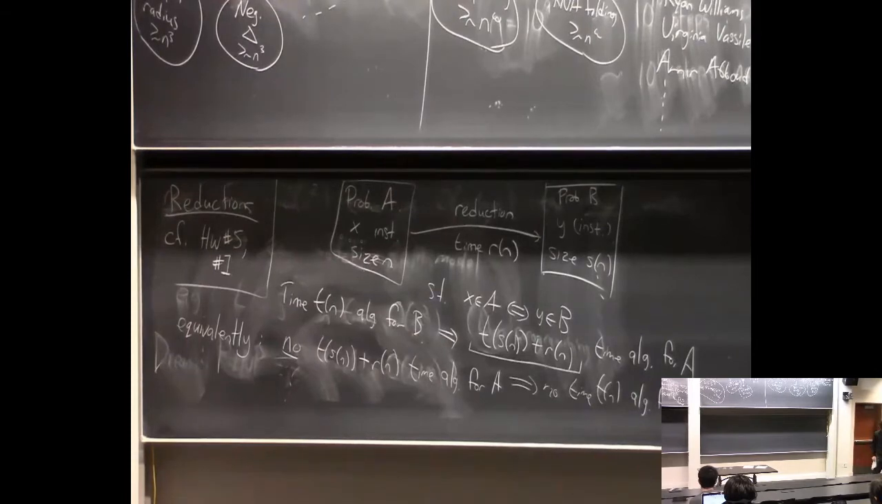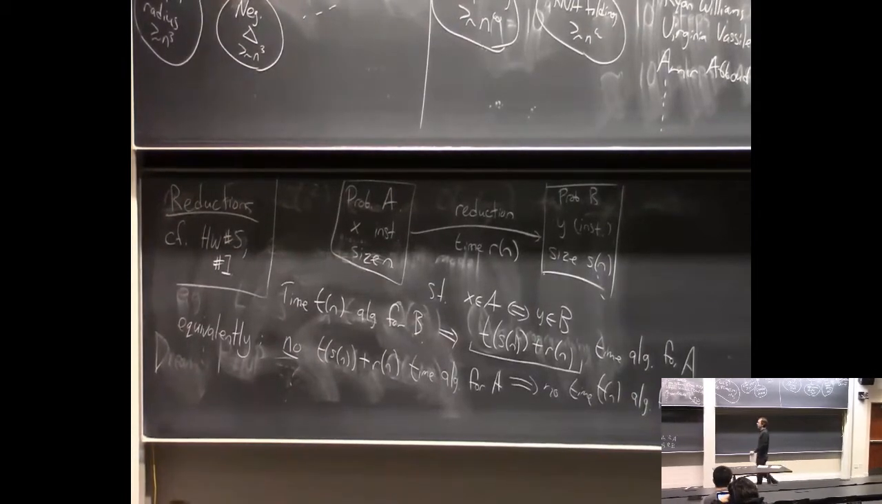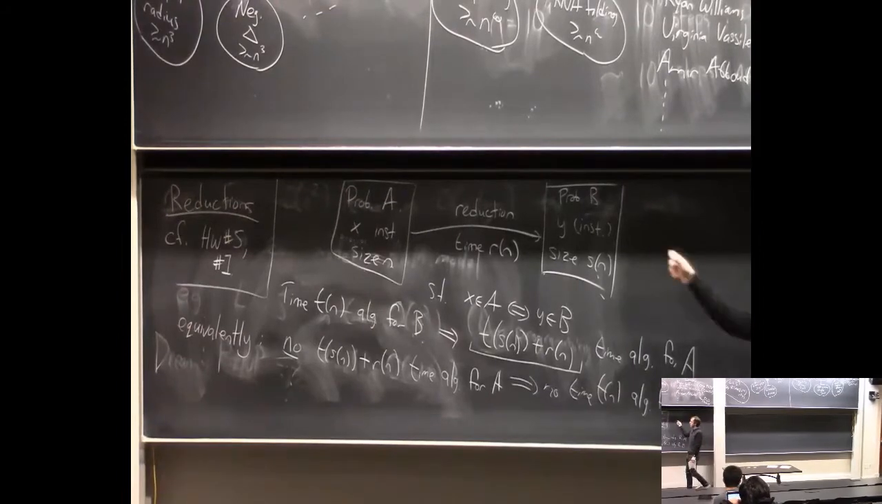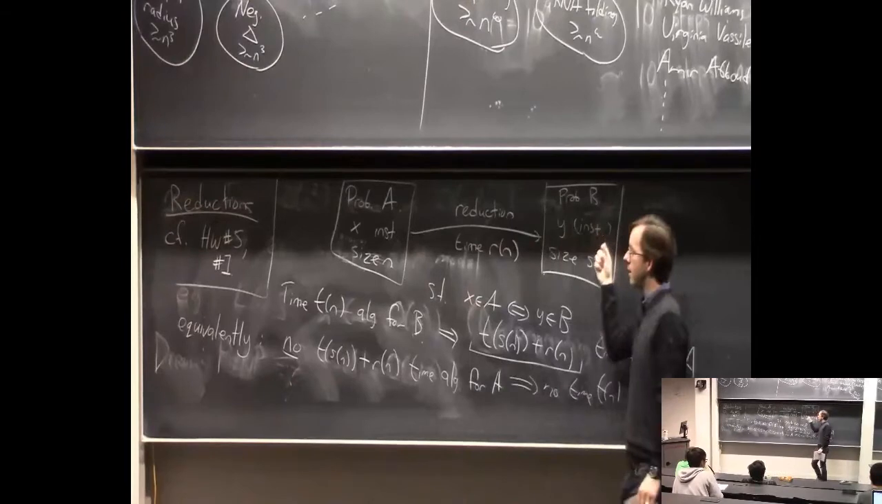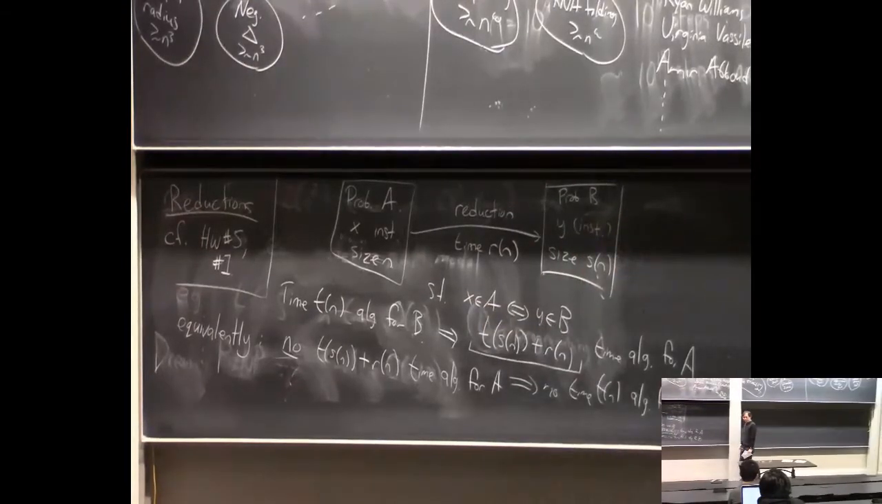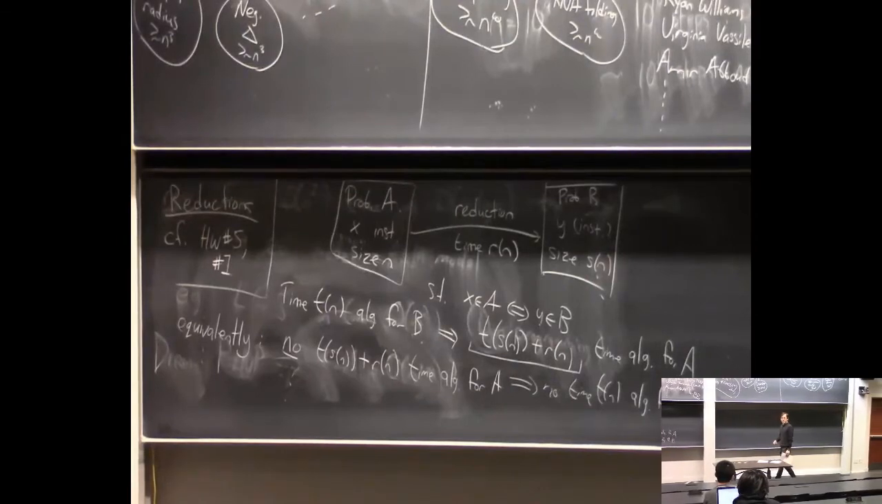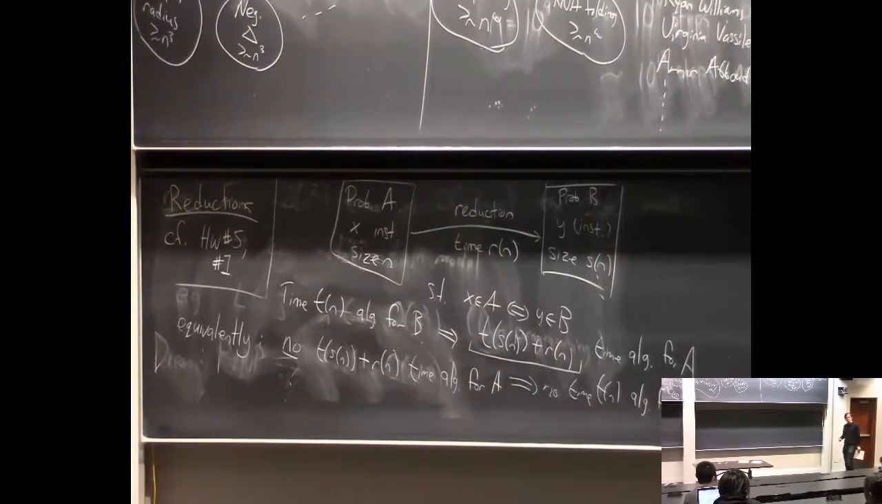Now, in this class, we talked mainly about mapping reductions, which are reductions that look like this. They map one instance of problem A to another instance of problem B, such that x is in A if and only if y is in B. And we cared about that style of reduction because, first of all, a lot of reductions could be put in that simple framework anyway. And it also had some complexity theoretic niceness, right?